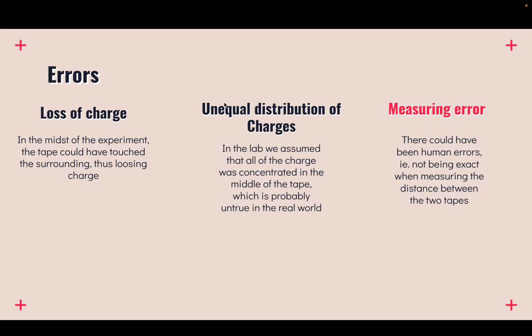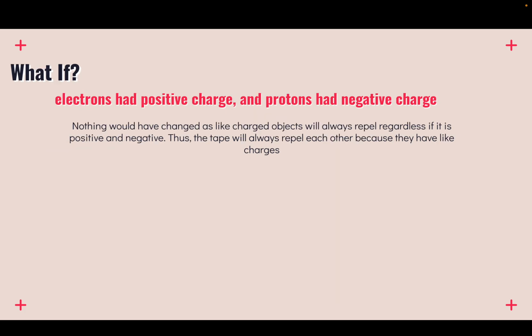There are 3 points of error in this experiment that could have happened. First is the loss of charge, where the tape could have touched the surroundings and then lost its charge, which would give us an incorrect experiment answer. And then we also had assumed that there was an equal distribution of charges, but that probably isn't the case in reality. And also, when measuring the distance between tape A and tape B, we could have made some small errors, which would have changed our numbers a little bit.